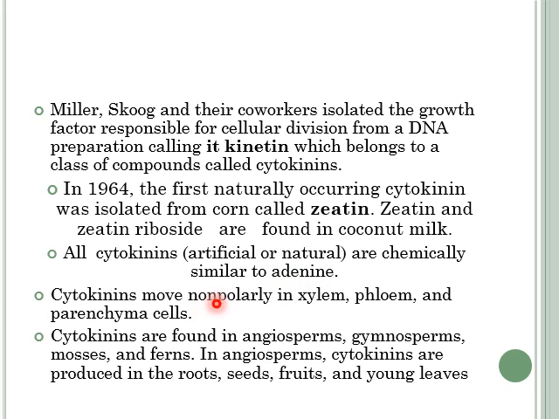Cytokinins are found non-polarly in xylem, phloem and parenchyma cells. They are found in angiosperms, that is the flowering plants, gymnosperms, that is the non-flowering plants, mosses and ferns. In angiosperms, cytokinins are produced in the roots, seeds, fruits and young leaves.